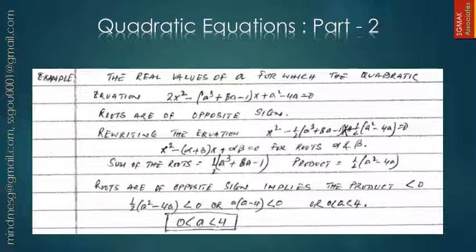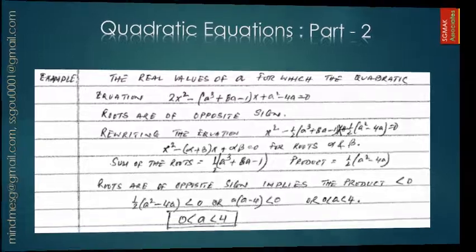So it will be negative for a value of a between 0 and 4. If you pick a value which is greater than 0 but less than 4, then a minus 4 will have a negative value and the product will be negative. Again, if you have any comments, let us know.